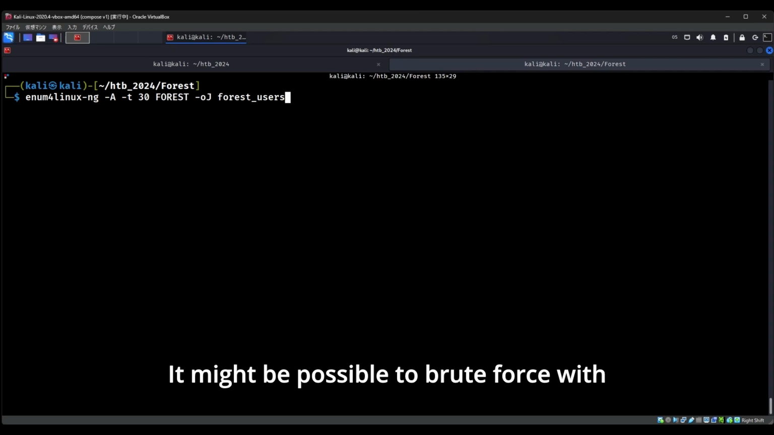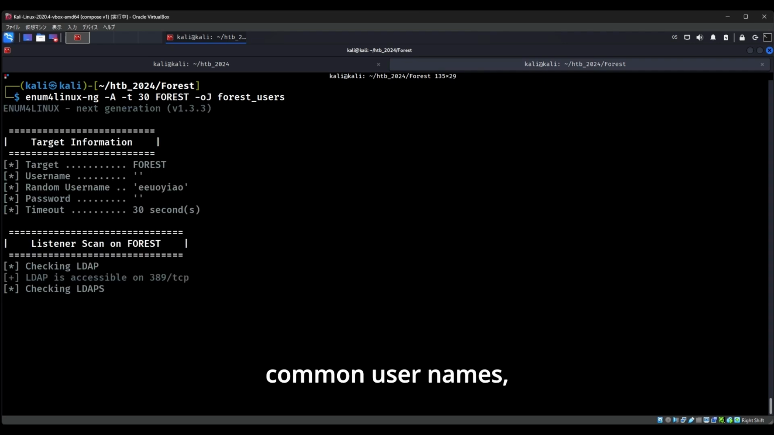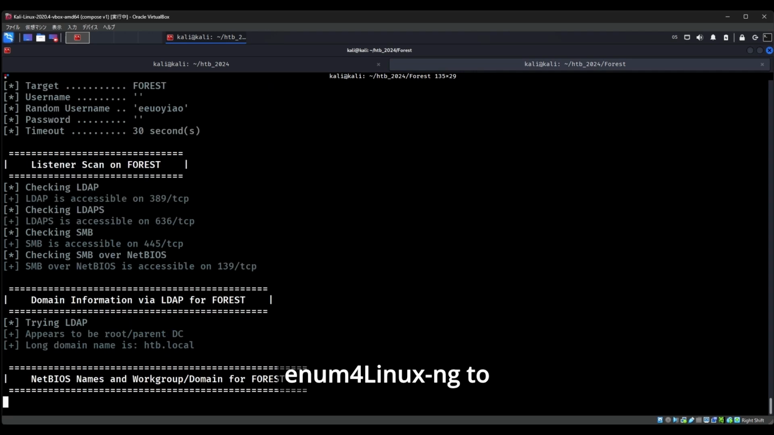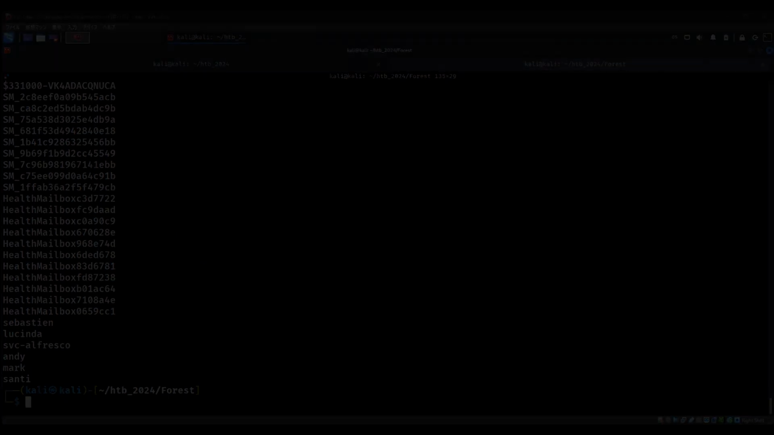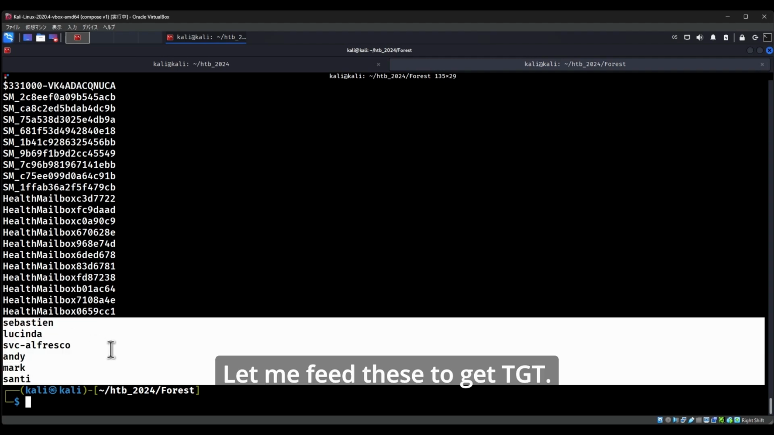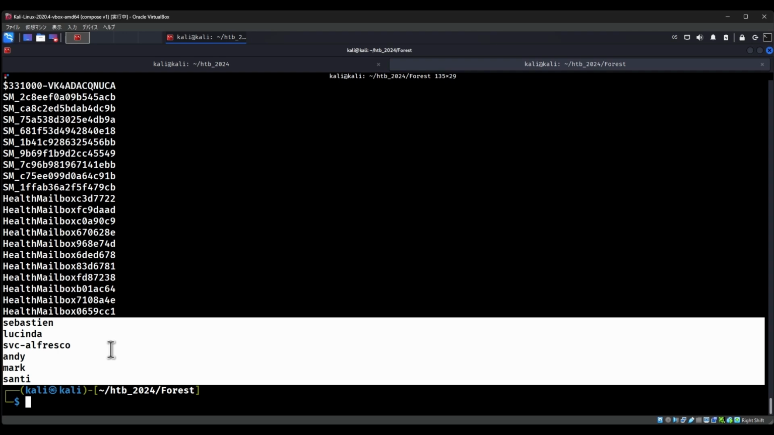It might be possible to brute force with a common username list, but this time I'm using enum4linux-ng to find out the possible users. Okay, anyway, so I think I could find the human accounts. Let me feed these to getTGT.